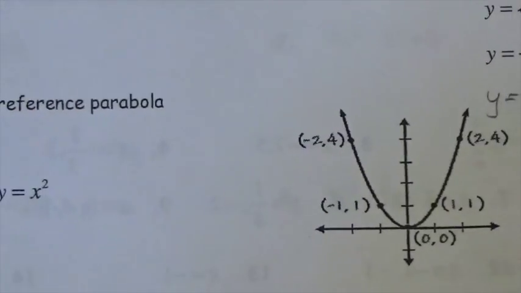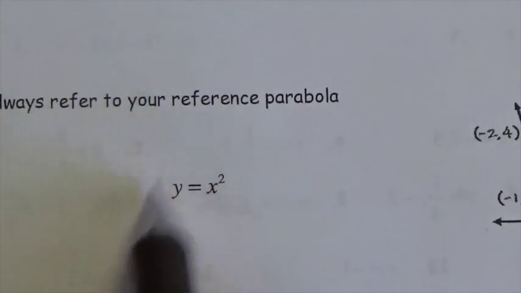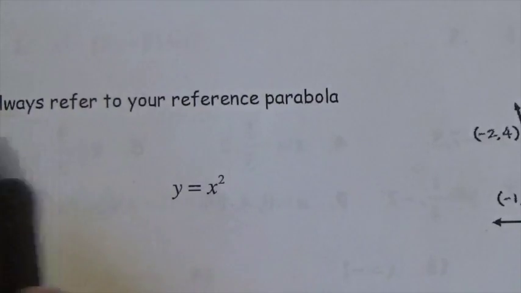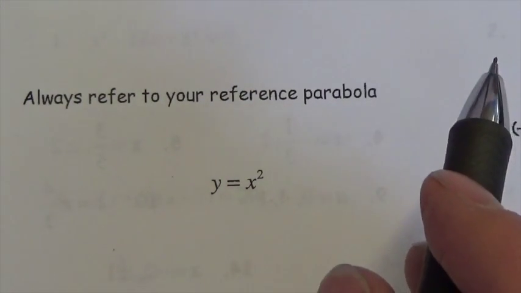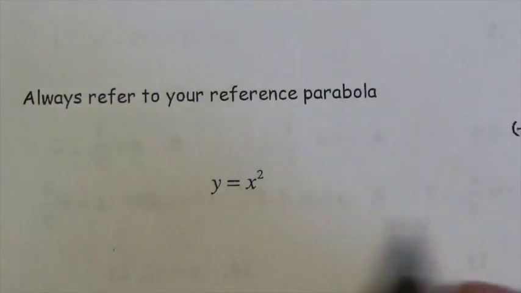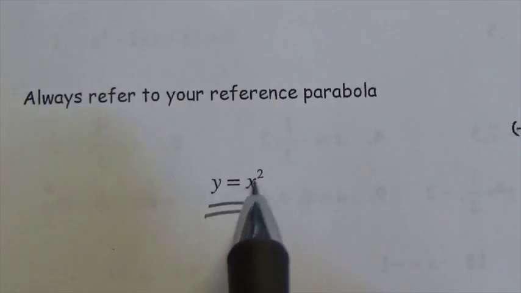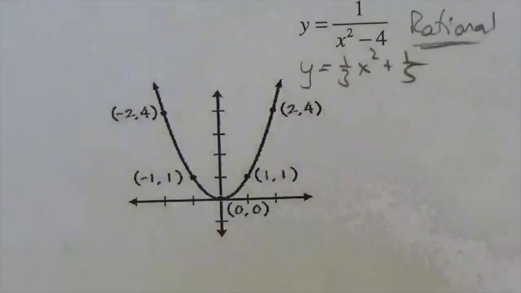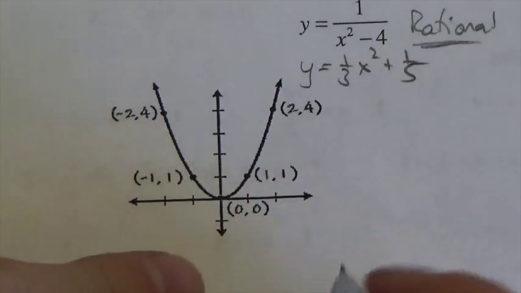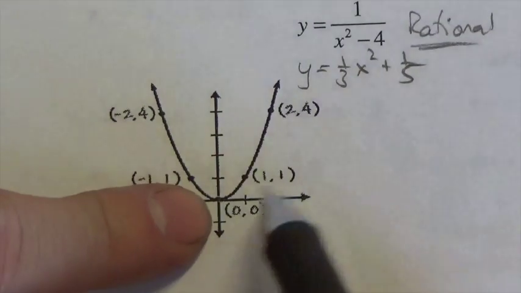All right, so now let's take a quick look at this guy right here. Little note here: always refer to your reference parabola. What do we mean by reference parabola? Well, what I mean is the simplest, most straightforward, basic parabola I can give you, y equals x squared. That is the absolute minimum I need to have a parabola. And when you graph that, this is what you get. So (0, 0) ends up being our vertex.